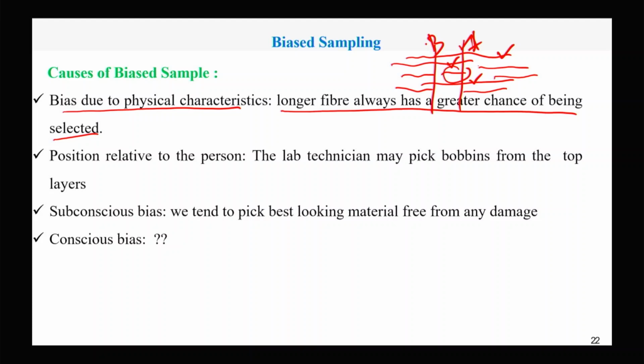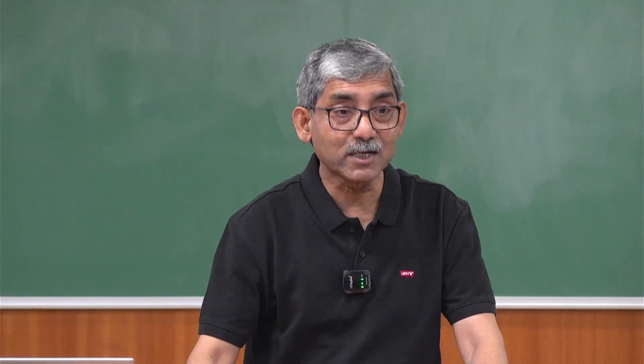And sometimes conscious biasness means, okay, I will take the best one and test. Or, I will take the worst one, the ring frame where vibration is more, I want to test. So consciously I am trying to test for a certain purpose, but that may not be representative of the population.